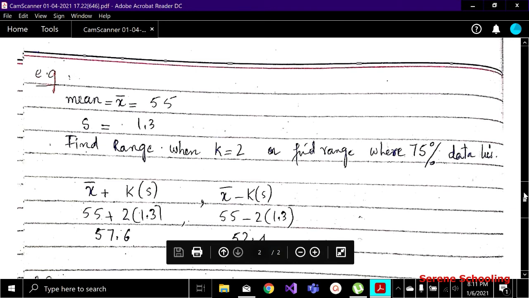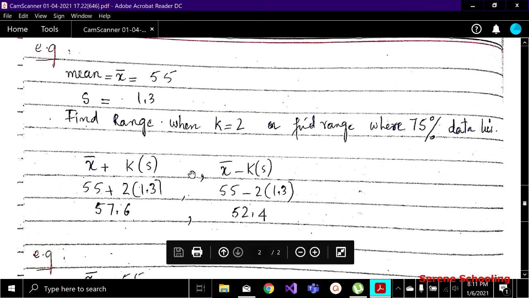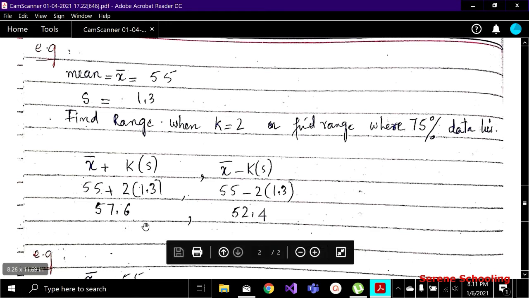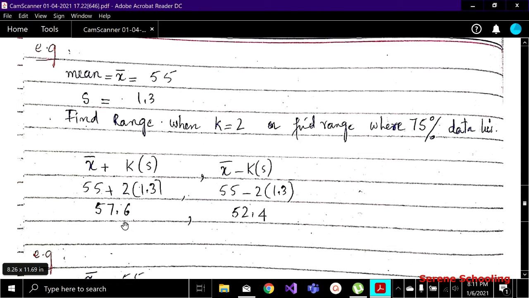Okay, so after putting in the formulas, that is x bar 55 plus k is 2, s is 1.3, we get this, and in negative we get this. This is our range of data, from 54.5 to 57.6. Here you can see we used a different formula, and in the previous example of finding percentage we used a different formula, right? So these two different cases you have to remember.